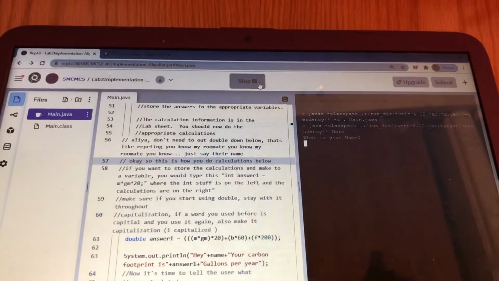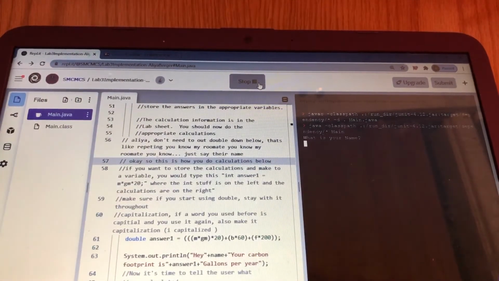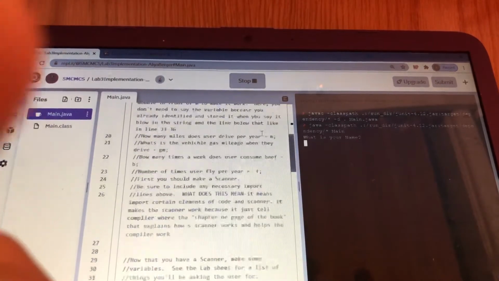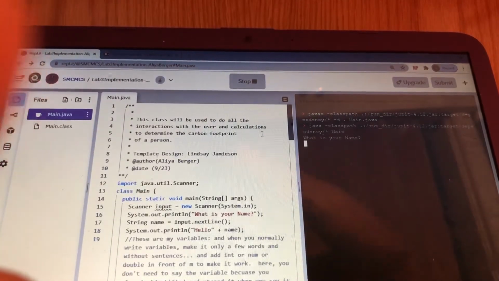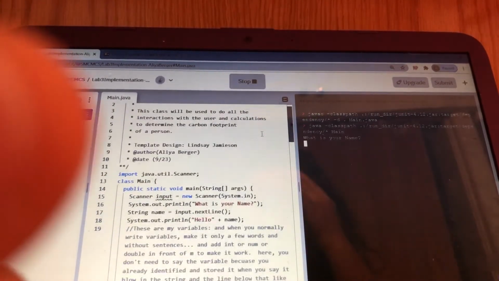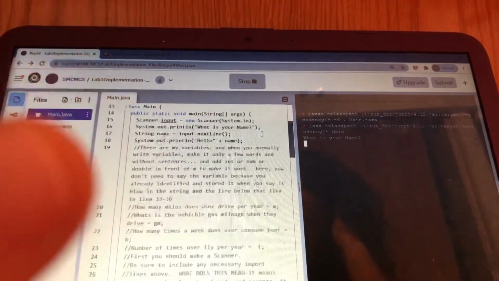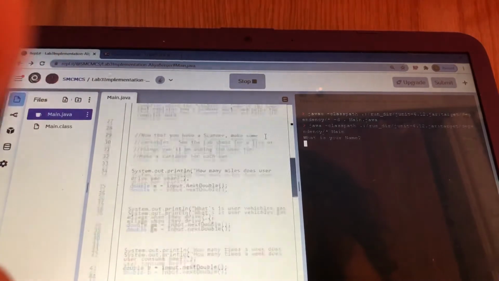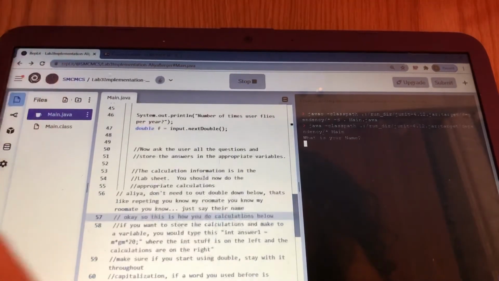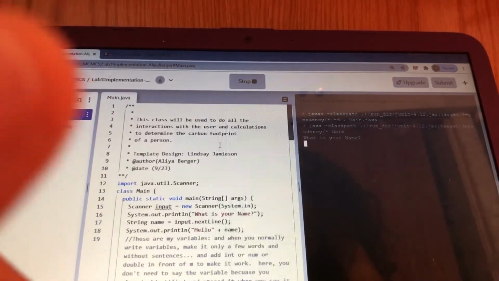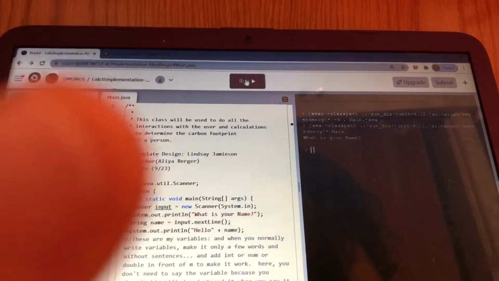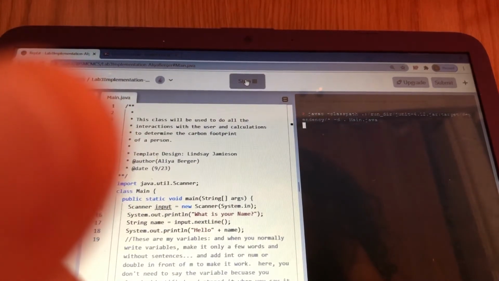So I'm going to explain to you Lab 3, and I'm going to try to explain the calculation aspects. So this is my program. It starts with the scanner, and then I have the hello name, and then I have the variables, and then the calculations at the bottom. So let's run.